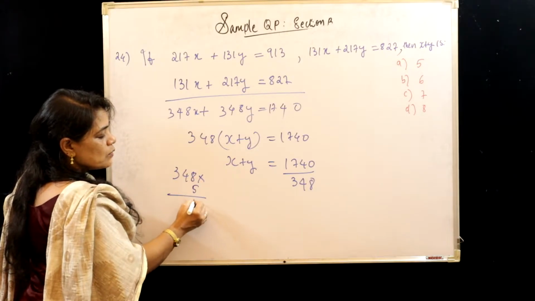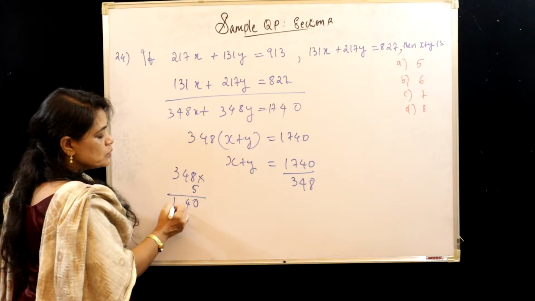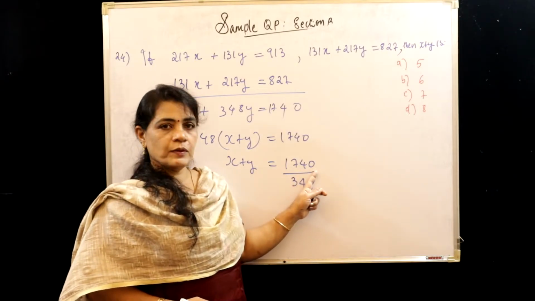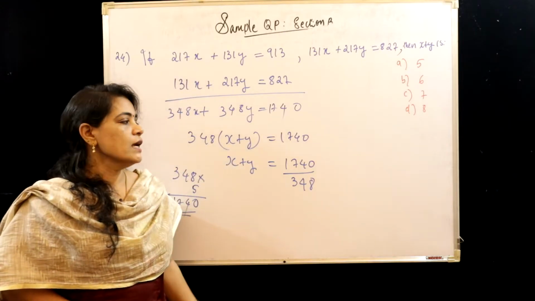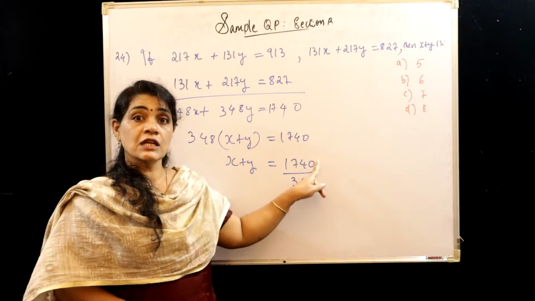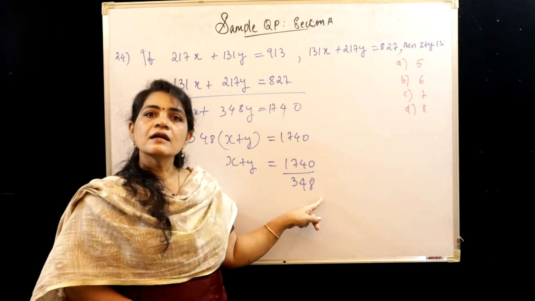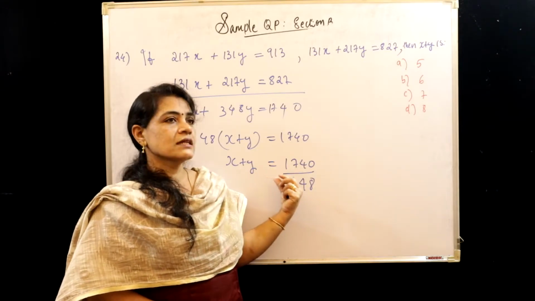5 eights are 40, 0 and 4 carries; 20 plus 4 is 24, 2 carries; 15 plus 2 is 17. It is clear, children, because here we are expecting a whole number, as all the options are whole numbers. So when you get 0 in the unit place, by which number do you have to multiply 8? That is 5. So 8 into 5. That means the correct answer is 5.